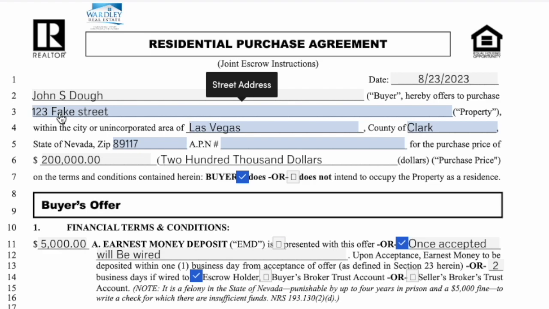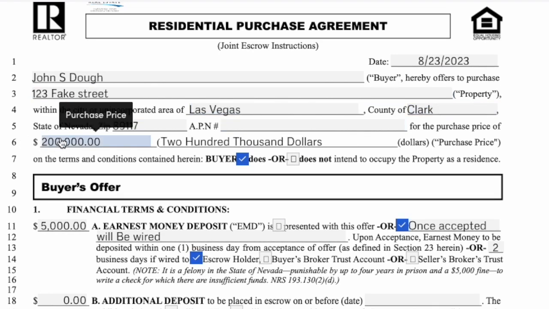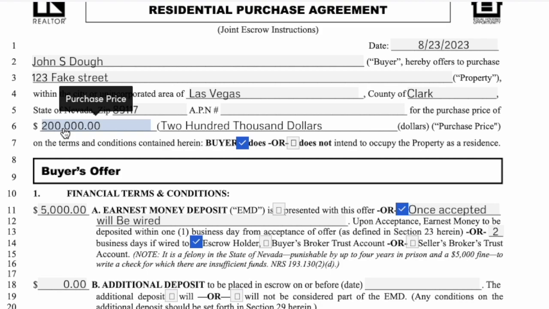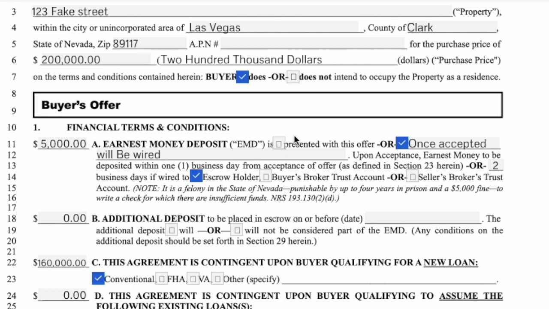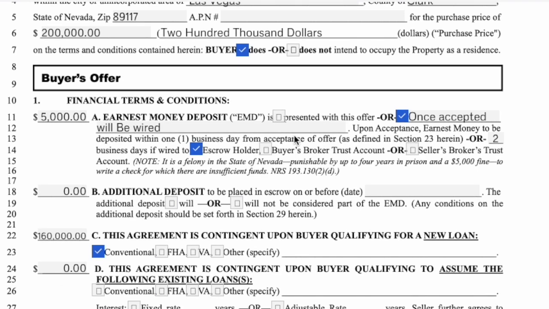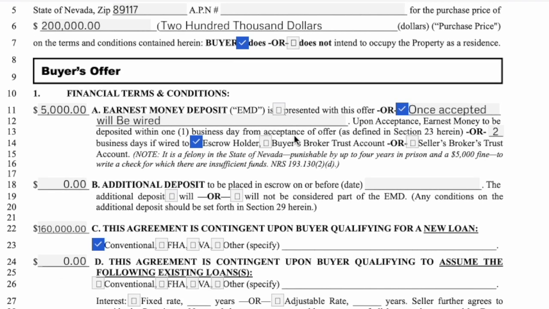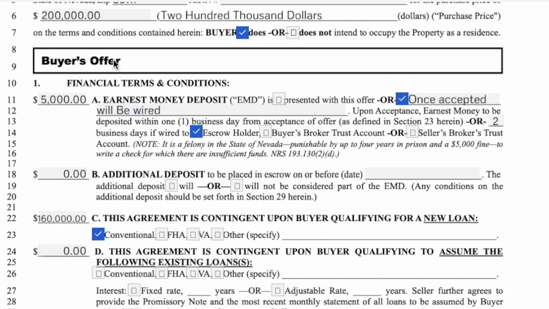Once you have that inputted, we're going to go down to line 6, which is going to be the purchase price. We're going to purchase this property for $200,000 and no cents. So once you have that understood and filled out, we'll go to line 7, which is going to be whether the buyer does or does not intend to occupy the property as a residence. Some people are investors, some people want to buy this home to live in. So whichever one applies for you, of course, you'll click. It might be something that is required by your financial institution. They want to know.